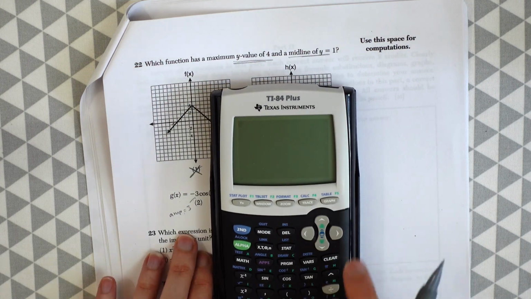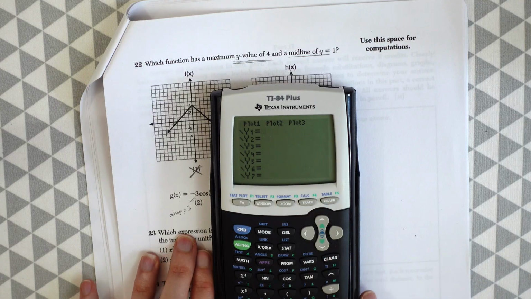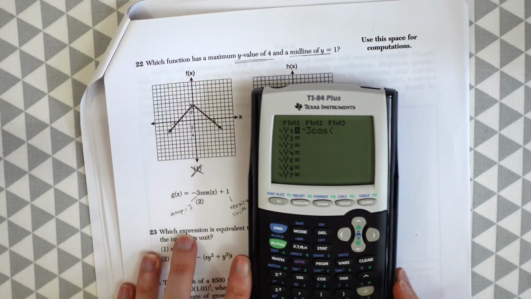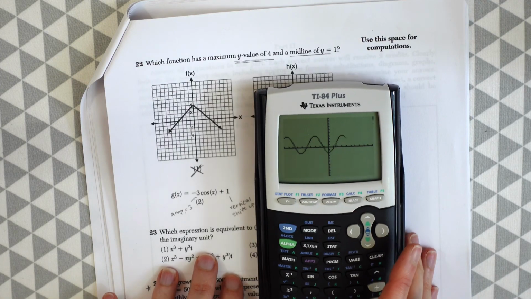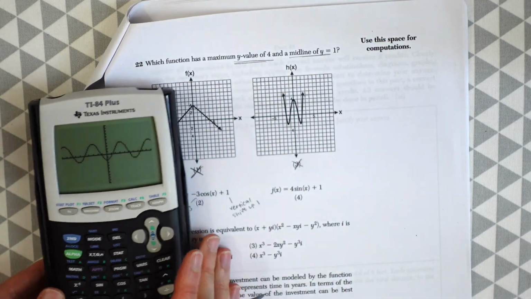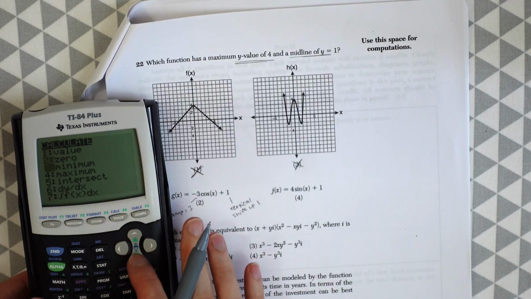So to graph on the calculator, we're just going to make sure we're in radian mode, and then we're going to plug this in. So -3. So looking at this, we also want to think about, so we see that the max is 4. We can even test it out here.